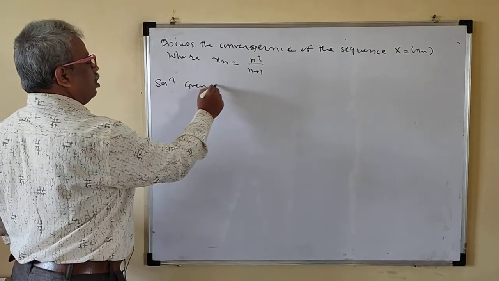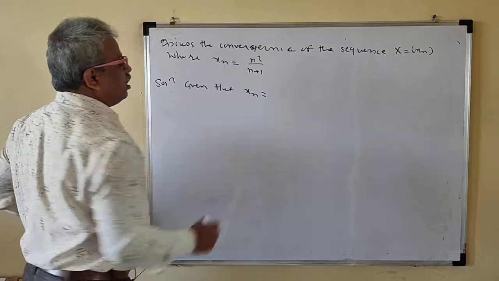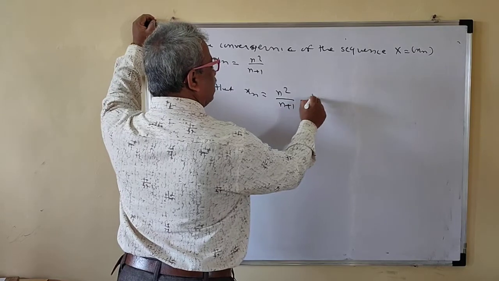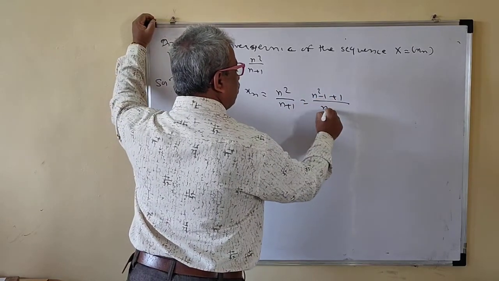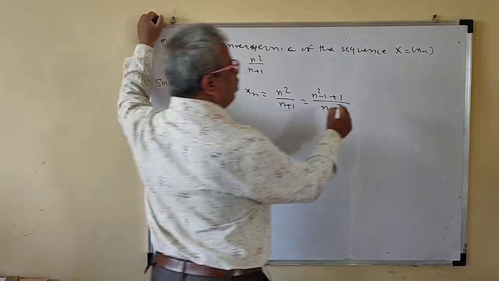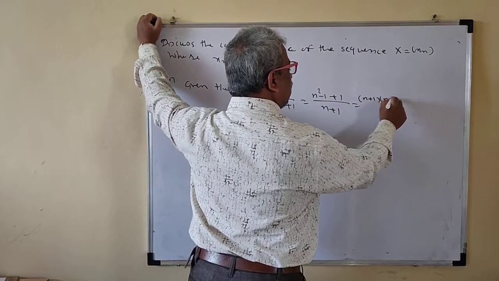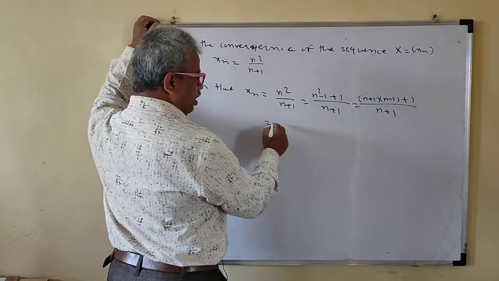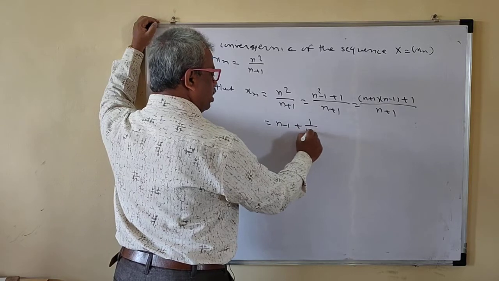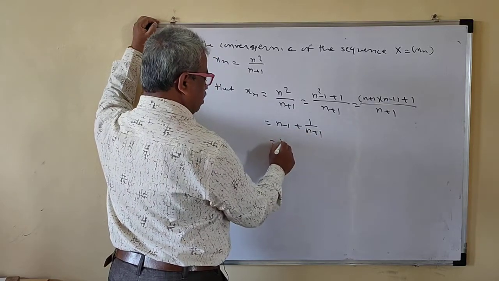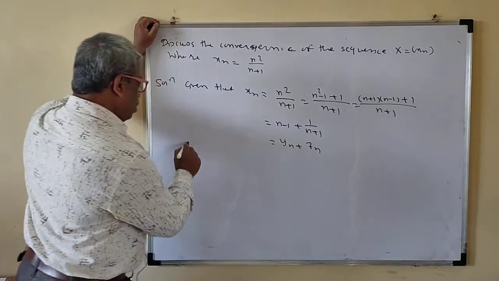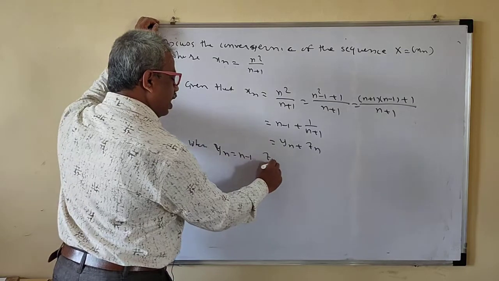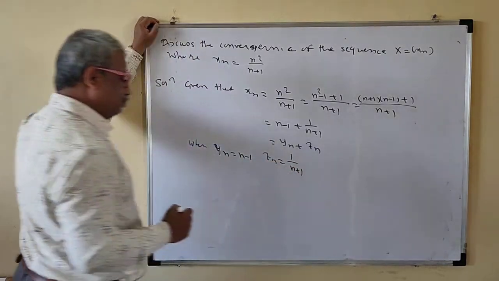Solution: given that xn is equal to n square upon n plus 1. So I can write this as n square minus 1 plus 1 upon n plus 1. Now this is (n plus 1)(n minus 1) plus 1 upon n plus 1. So I will separate that. What we get then is n minus 1 plus 1 upon n plus 1. So I will take this as yn plus zn, where yn is equal to n minus 1 and zn is equal to 1 upon n plus 1.